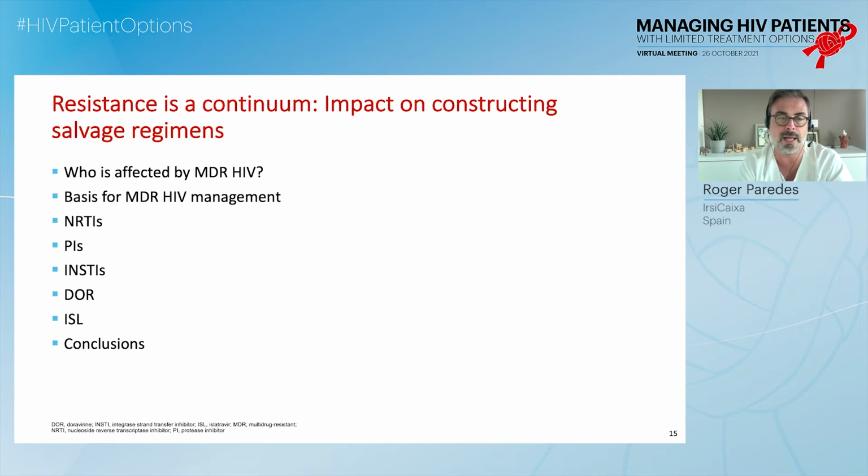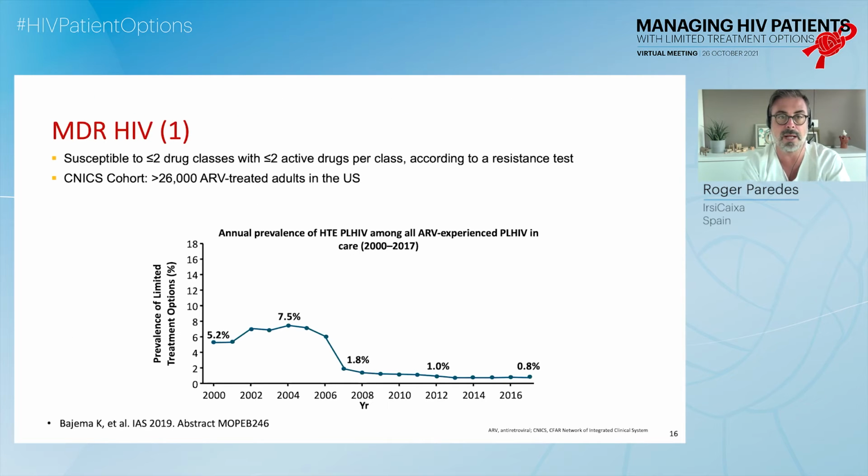So we will assess the following questions here. Who is affected by multi-drug resistant HIV in our environment? What is the basis for multi-drug resistant HIV management? And we will discuss a number of different therapeutic options that we have in order to treat patients in this scenario. The first concept that we want to show you is that multi-drug resistant HIV luckily is becoming less and less frequent in adult subjects.